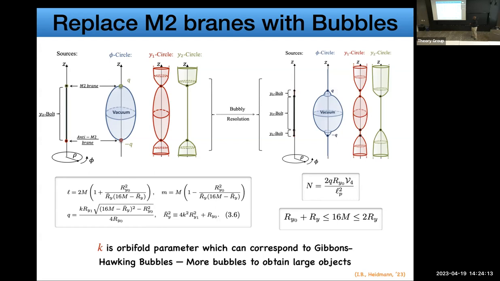But if I allow these orbifolds, then I also have additional bubbling structure there, which is the Gibbons-Hawking bubbling structure. So if I have k of them, that also corresponds to adding k minus one smaller bubbles at the north and the south. So you add more degrees of freedom to the object. And when you do that, it allows you to then increase the mass and scale it.